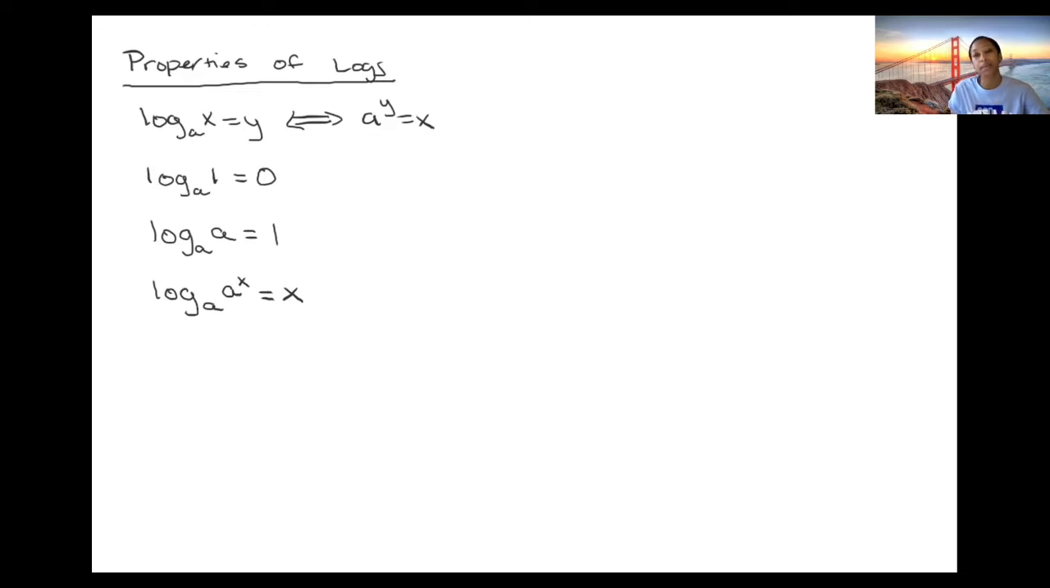And this actually works out because the functions are inverses of each other. If you take the composition of two inverse functions, you get x. So the same thing would be true if we took a base of a and raised it to the log base a of x power. This also equals x.